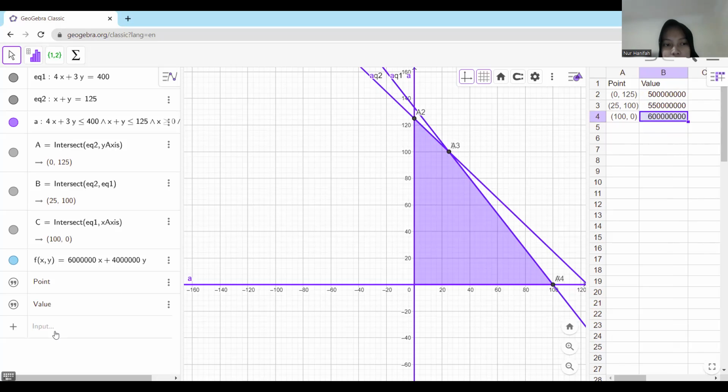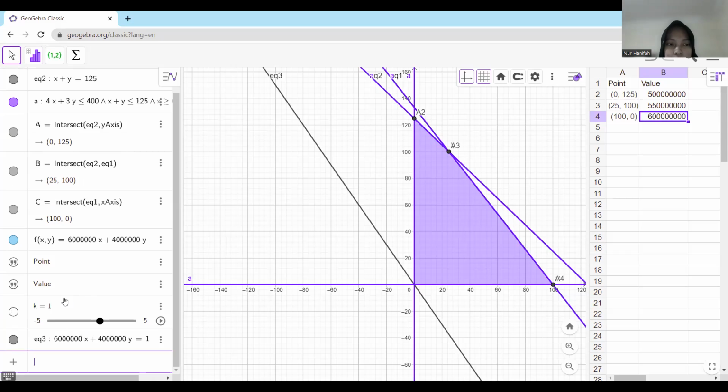And next, we will do the line of inquiry. We write the objective function, 6 million of x plus 4 million y equal to any number k. The bound here is from 0, we take from 0 until, because the maximum is 600 million, we write 600 million in here.